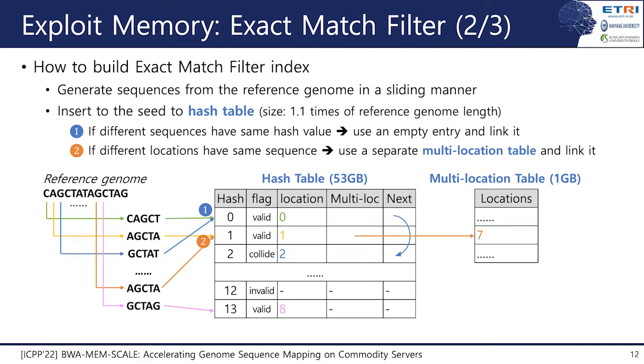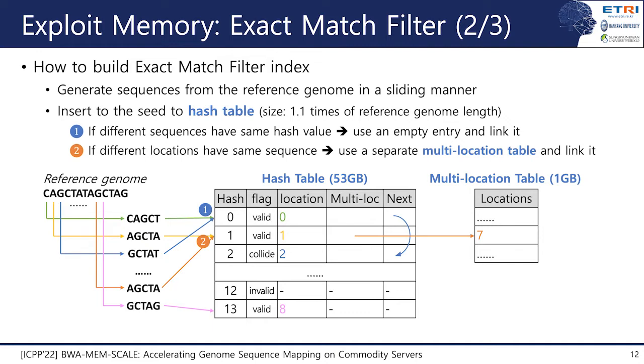This hash table has two types of hash collisions. The first case is that 2 or more sequences have the same hash value. This is the common hash collision. In this case, we use in-place chaining. We use the empty entry for the mapping information and link the entry to the entry with its hash value.